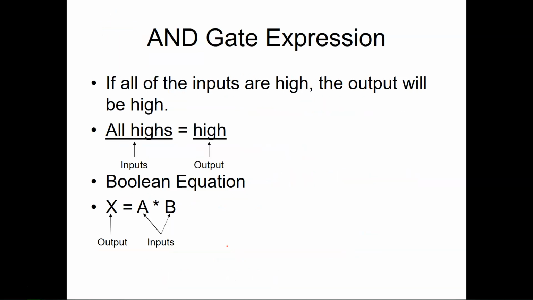So AND gate expression: if all of the inputs are high, the output will be high. Okay? In other words, same thing as I've been talking about, as long as A and B, or however many different gates you have, are part of this, technically all of them should be high, but at least two of them have to be high to make an output. That's the whole definition of AND logic, is your inputs have to be high to make an output.